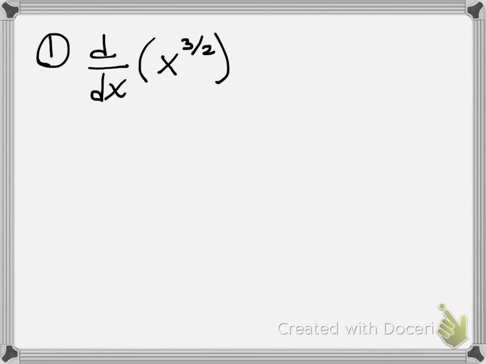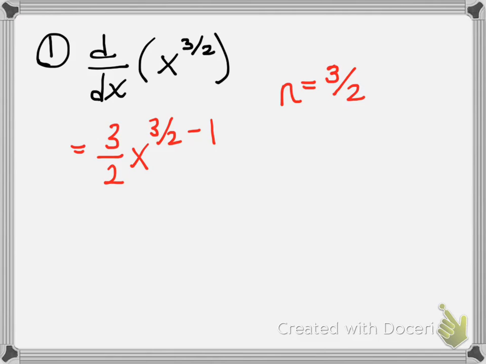So first, we want to find the derivative of x to the 3/2. So this is of the form x to the n, where n is 3/2. So our derivative is 3/2 times x to the 3/2 minus 1. Notice what's happening here. We take our 3/2, we drop it down in front, make it 3/2 times, and then we subtract 1 from the exponent. And so in all we get 3/2 times x to the 1/2, or 3/2 times the square root of x.